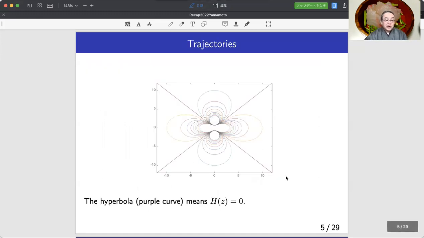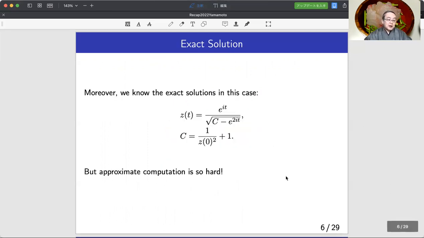This is a figure of exact trajectories. The purple curve means h(z) equals 0. Moreover, we know exact solutions in this case, but approximate computation is so hard.